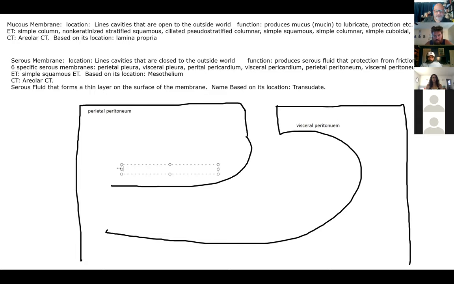First, on the outer surface, we would have a thin layer of transudate, the serous fluid that makes the outside surface of the stomach slippery. It sits on top of the simple squamous epithelial tissue of the visceral peritoneum, which of course, again, we call a mesothelium.